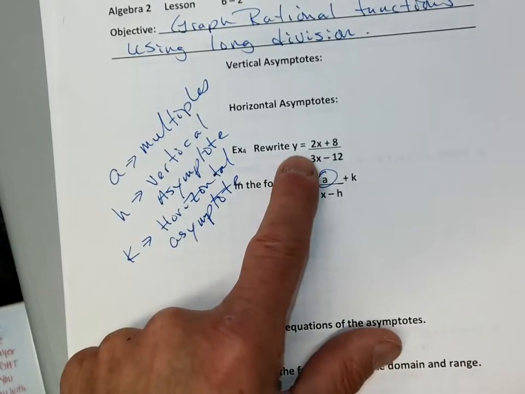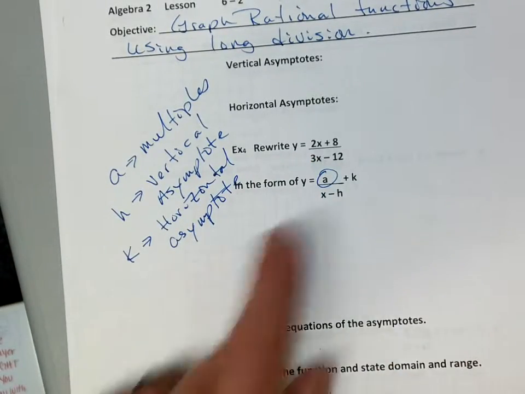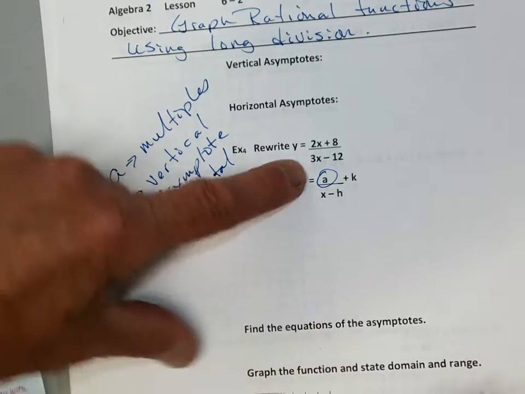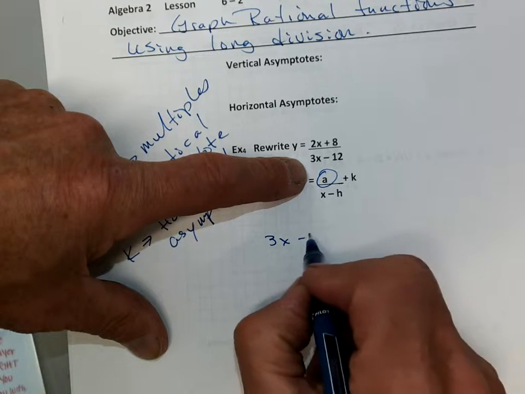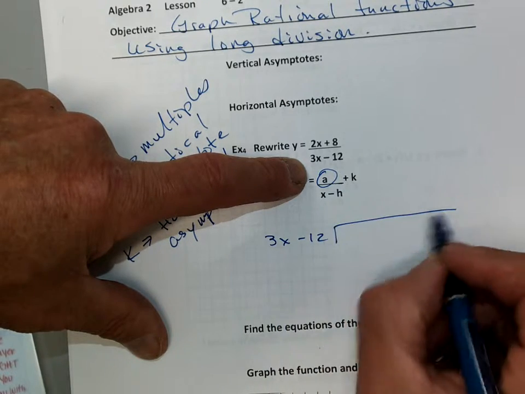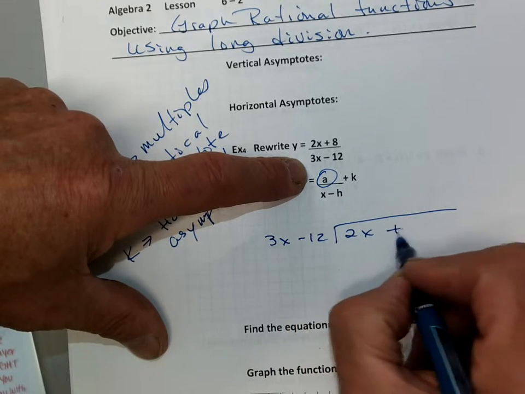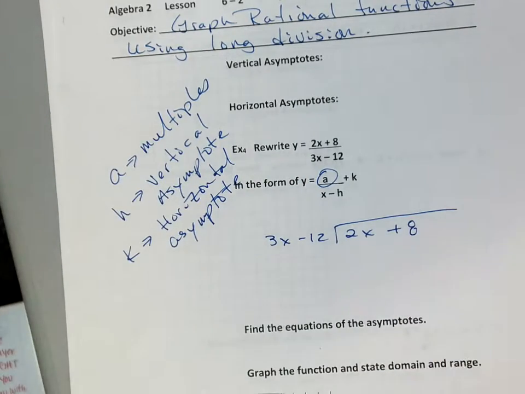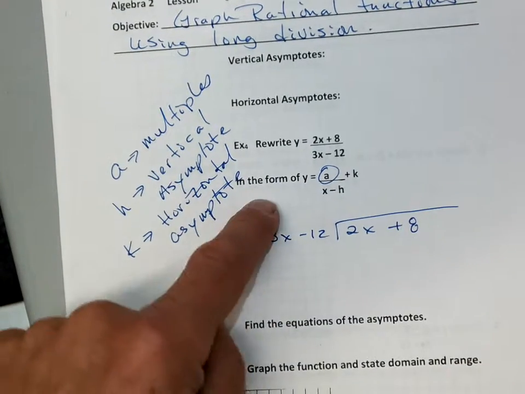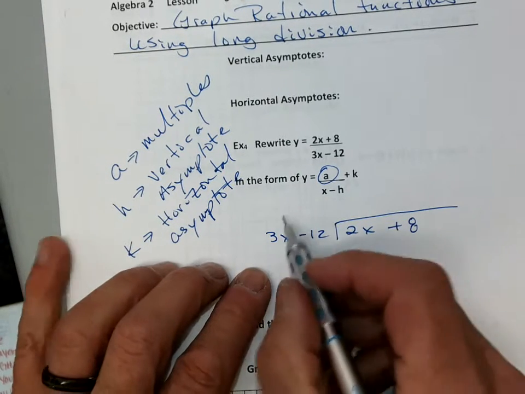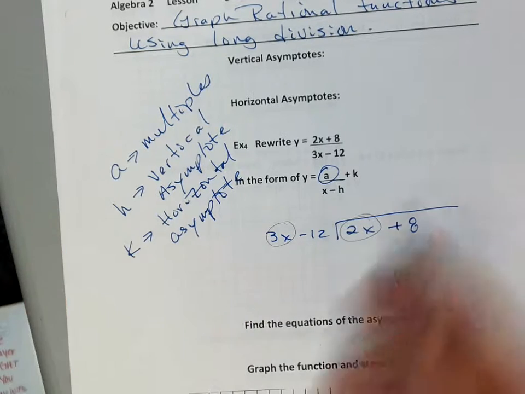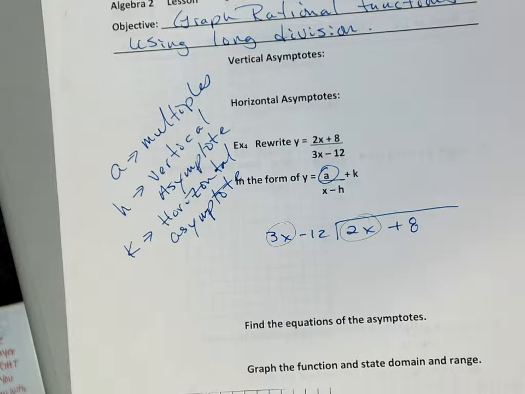So let's take a look at this. Let's rewrite this. To rewrite this, we're going to have to go straight into long division. So I'm going to take my 3x minus 12 into my 2x plus 8. Okay, let's do it again. To get it into this form, I have to do my long division. Here's the trick: if we're going to divide 3x into 2x, and if you can't do that, then do the division on the side. Well, Mr. Davies, how do you do that?